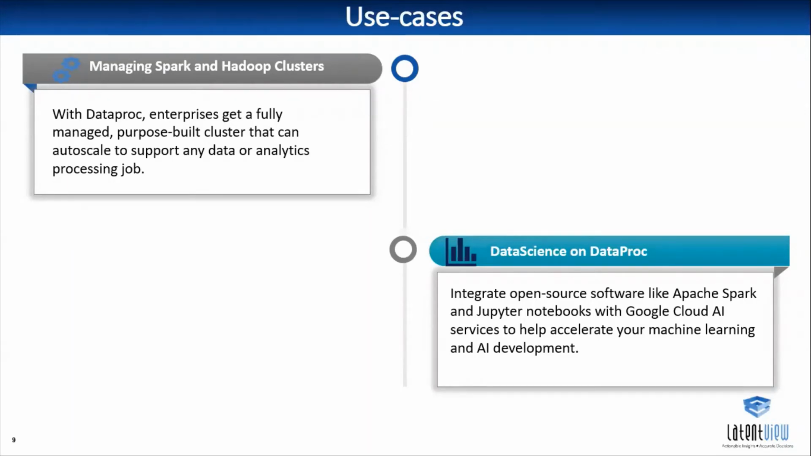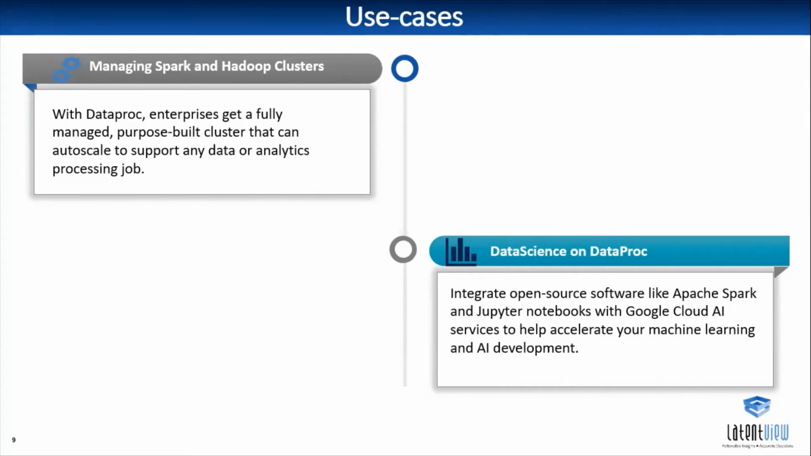The second one is unlocking the power of elastic scalability. The main use of Dataproc is scalability. We can scale the resources from KB to GB to TB, to any kind of data that we need. We'll look deeply into the scaling part in a future slide. With Dataproc, enterprises get a fully managed, purpose-built cluster that can auto-scale to support any kind of data and any kind of analytic processing job. So this is the first main use case of Dataproc.